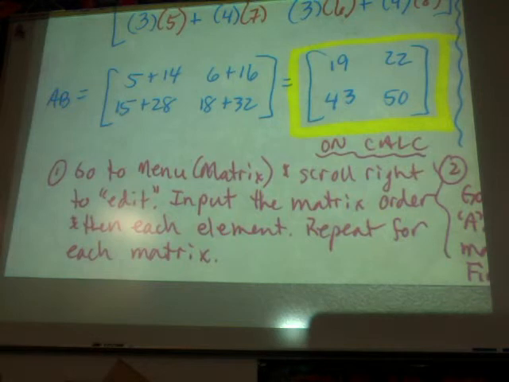Then you go in and you have to tell the calculator what the order is of the matrix. Is it a 3 by 2, a 2 by 2, whatever it is. And then you have to put in each element. You have to watch how it puts in the element. I believe it puts it in horizontally. And then you have to repeat it for your second matrix.